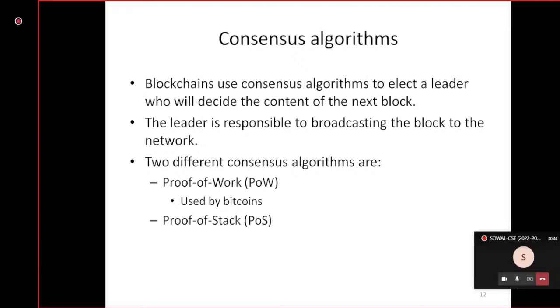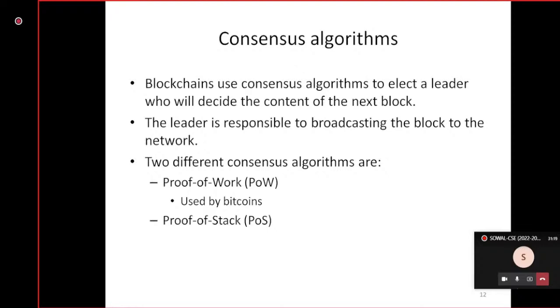The second thing we discuss in this session is the consensus algorithm. This is a very important part of any blockchain network. After designing the network, we have to design a consensus algorithm mechanism. So what are these consensus mechanism algorithms? Blockchain uses consensus algorithms to elect a leader who will decide the content of the next block. And this leader is responsible for broadcasting the block to the network.